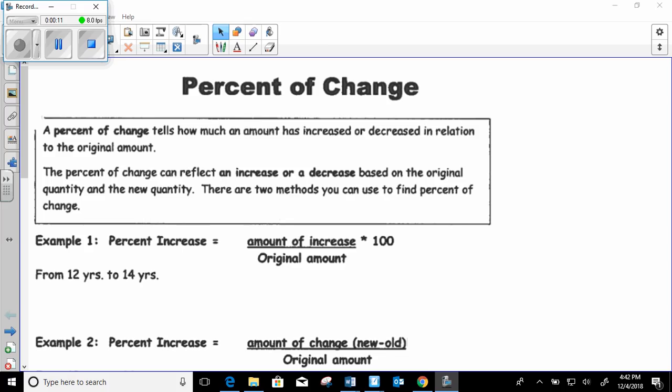Today we're going to talk about percent of change. When you think of gas prices or phone prices, your cell phones, computers, the cost changes over time. So sometimes we need to figure out what the percent of change is.